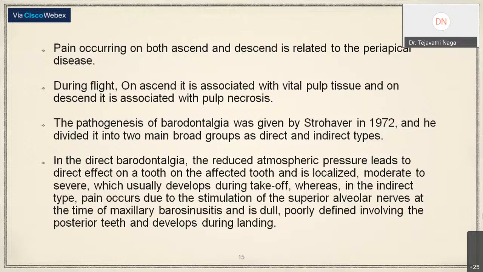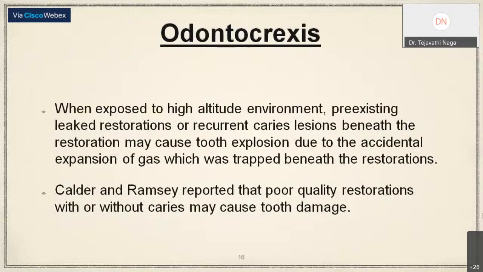So in barodontalgia, you have direct and indirect. In direct barodontalgia, the reduced atmospheric pressure leads to direct, localized, moderate to severe pain, and it usually develops during takeoff. Whereas in the indirect type, pain occurs on the stimulation of the superior alveolar nerves at the time of maxillary barosinusitis, and this is dull, poorly defined, involving the posterior teeth, and develops during landing. One is during ascent and one is during descent. Direct and indirect barodontalgia. What is odontocrexis?